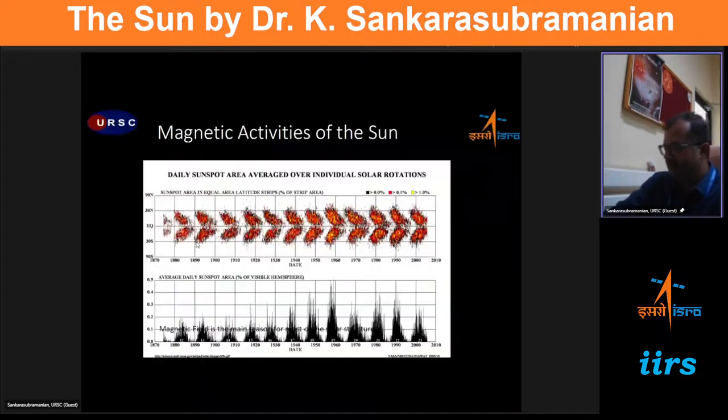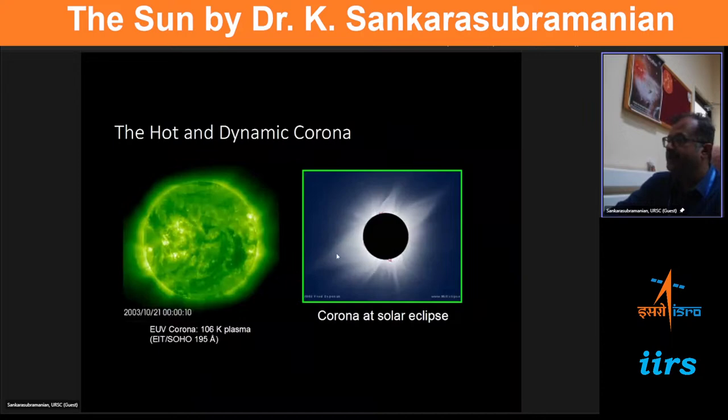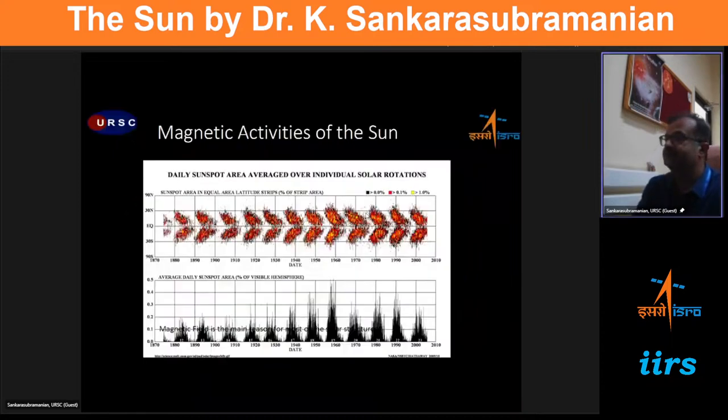So the corona is created due to the magnetic fields on the photosphere, and the structures of the corona do vary with the magnetic field structures that you see on the photosphere. And of course, the magnetic activities do vary over the solar cycle.